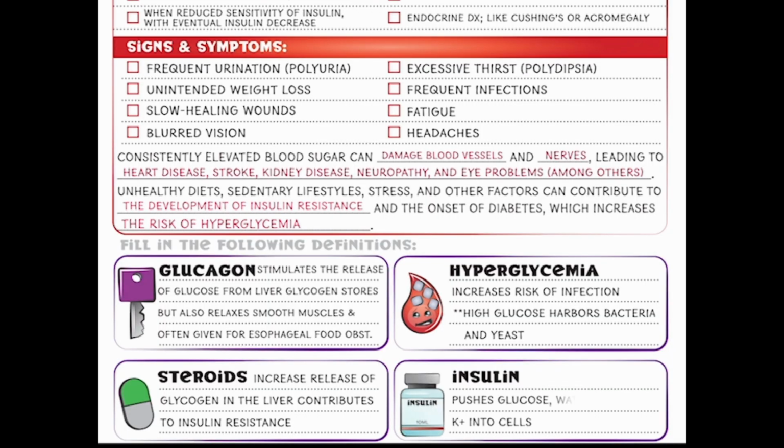And lastly, our insulin. One thing we don't want to forget, although in our previous video we learned about how insulin works, but insulin doesn't only push glucose into the cell, it's also pushing in water and potassium into our cells. And this is going to be really important when we talk all about our DKA interventions.